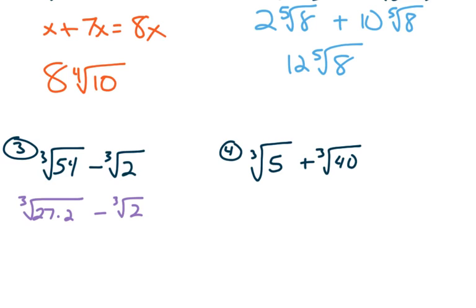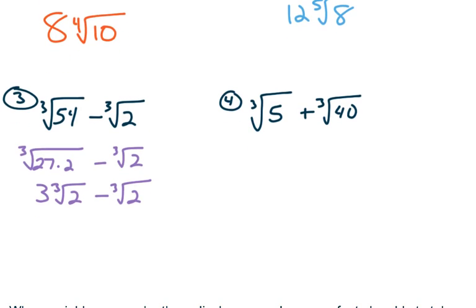The cube root of 27, that's 3. So we're going to have 3, and we're left with the cube root of 2. We don't know what the cube root of 2 is, minus the cube root of 2. Now, what I see a lot of people do when they first do these types of problems is they think the cube root of 2 minus the cube root of 2 goes away. They're just left with 3. And that's not correct.